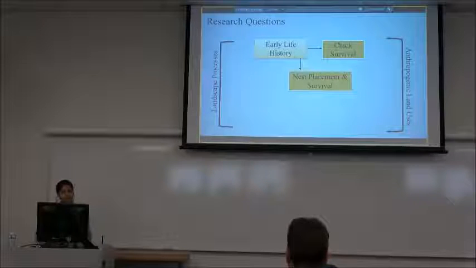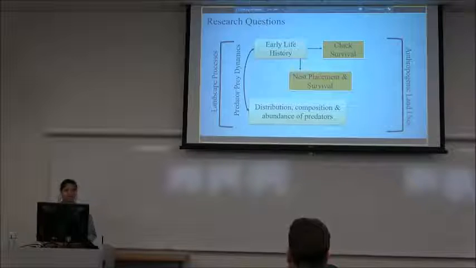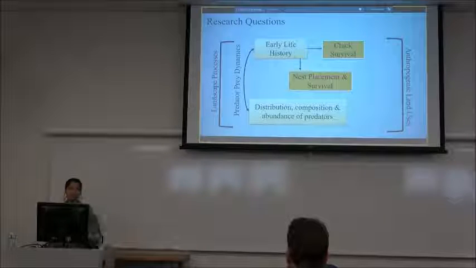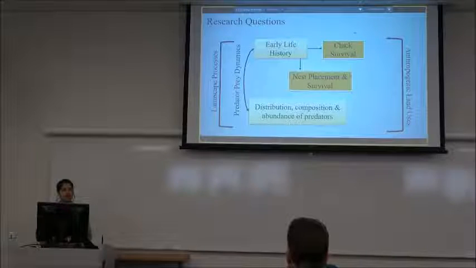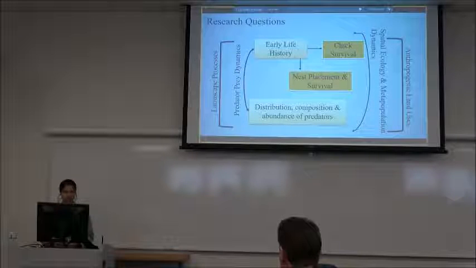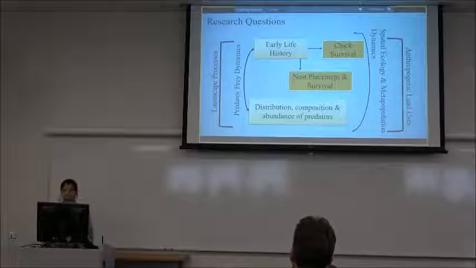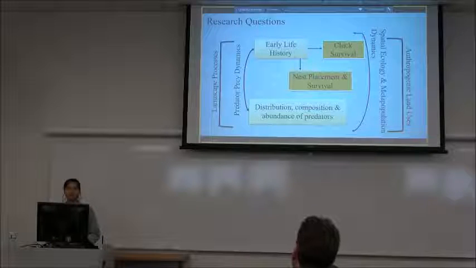We also need to understand how the predator community, their distribution, and their abundance interact with landscape heterogeneity and further impact the whole population, the whole survival of pheasants in the state. All of these will help me in understanding their spatial ecology and metapopulation dynamics, and how they further interact with landscape heterogeneity and impact the population structure in the state.